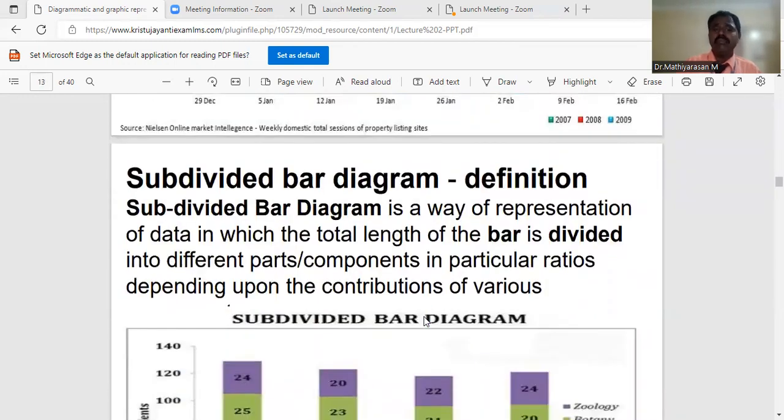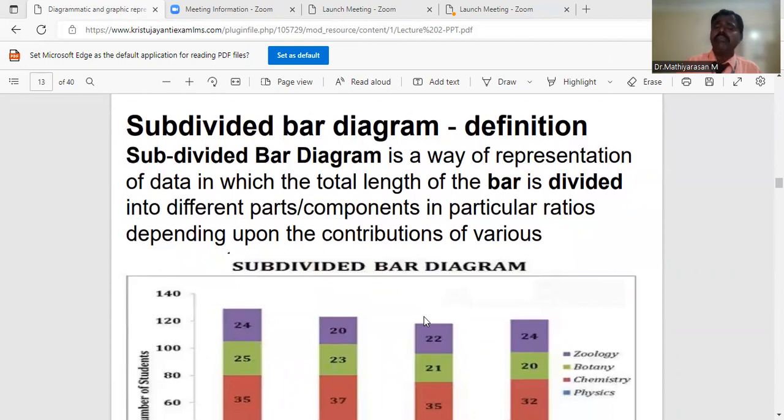Next one, subdivided bar diagram. Subdivided bar diagram is a way of representation of data in which the total length of the bar is divided into different parts or components in particular ratios depending upon the contributions of the various data.